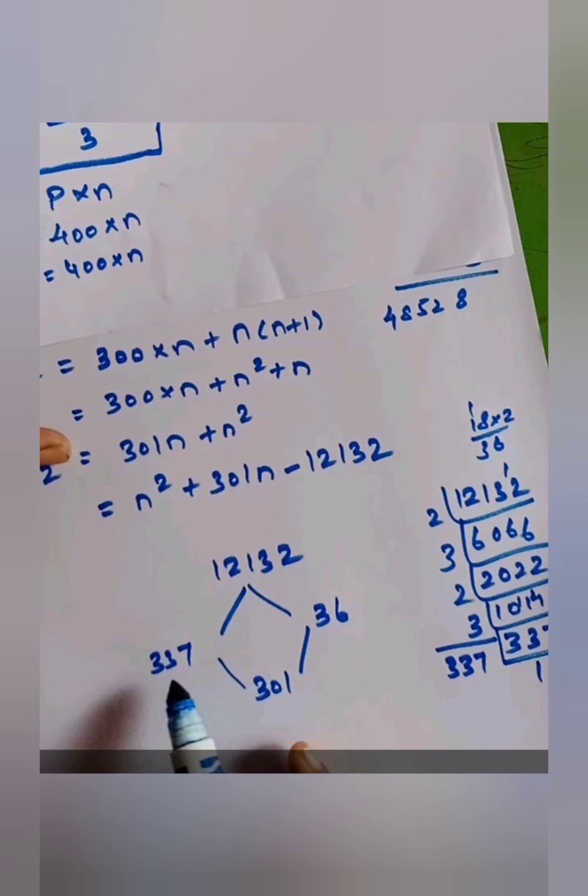Now take factors for the number 12,132. You will get 2 into 3 into 2 into 3 into 337. Now take 337 as one side, and 2 3s are 6, 6 2s are 12, 12 3s are 36. So take 337 as one side and 36 on the other side. So 337 into 36 equal to 12,132.